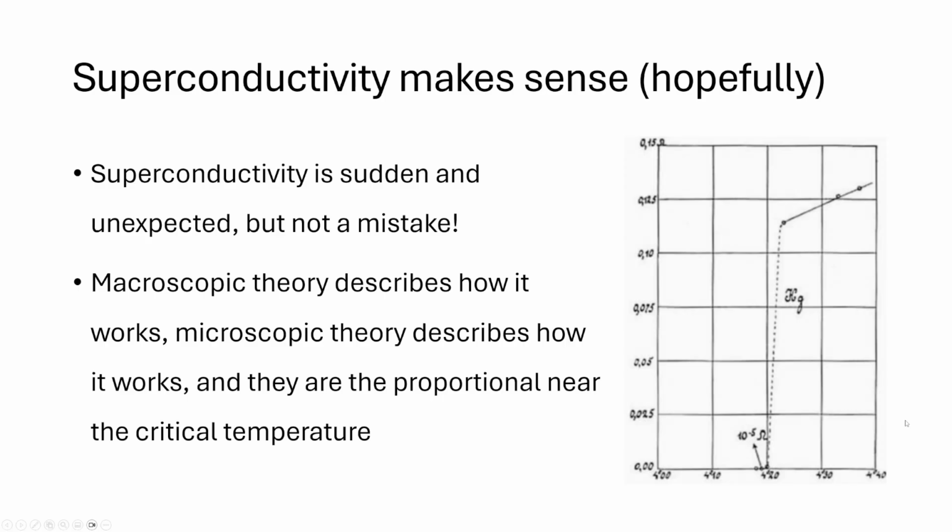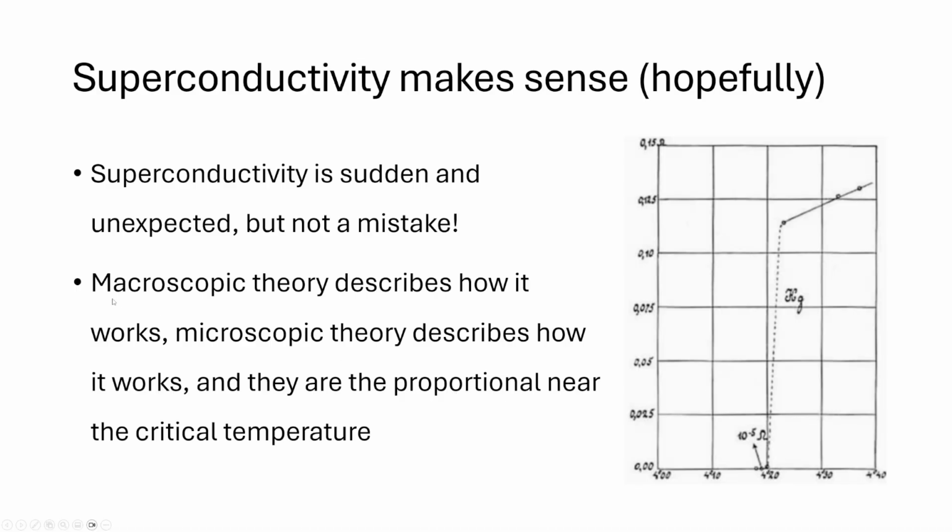And so, it shows that even though superconductivity, this is the original graph. Oh look, it was 10 to the minus 5. Even though superconductivity is sudden and unexpected, it's not a mistake. Because you have this steady decline, and then you hit this temperature and it drops. That's so cool.